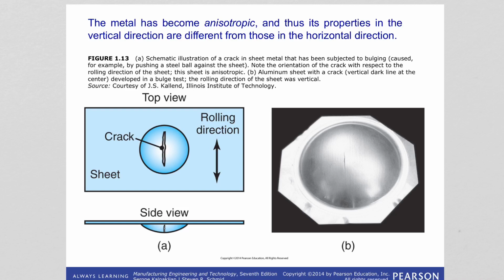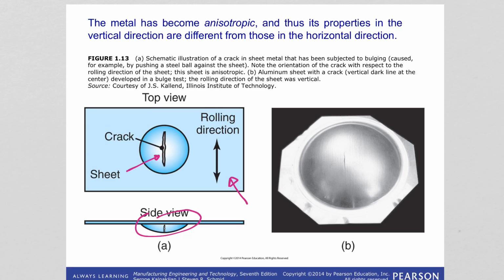For example, if you look at the illustration of a crack in a sheet metal, this is the sheet metal that is subjected to bulging, right? And there's a crack formed during manufacturing. And this direction of the crack will tell you that the ductility of the rolled sheet metal is lower in the transverse direction than in its rolling direction. And therefore the crack will be observed in that direction.